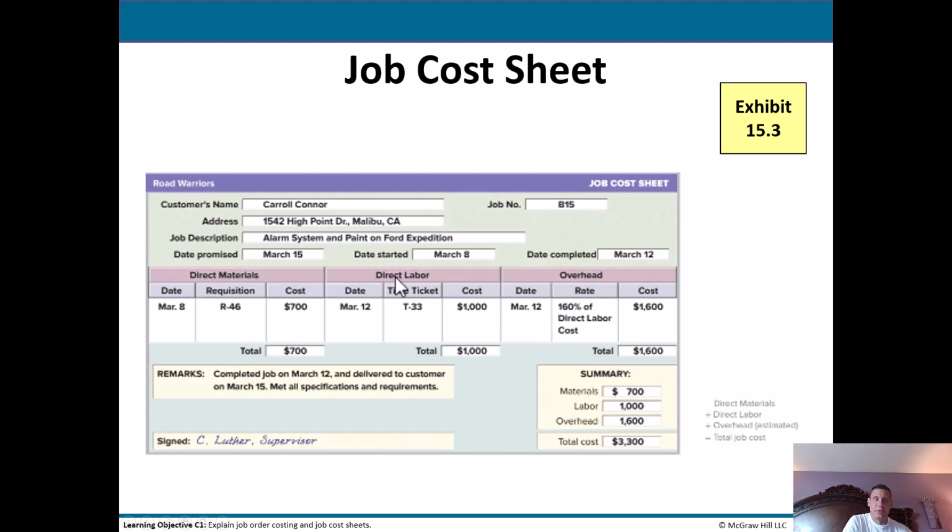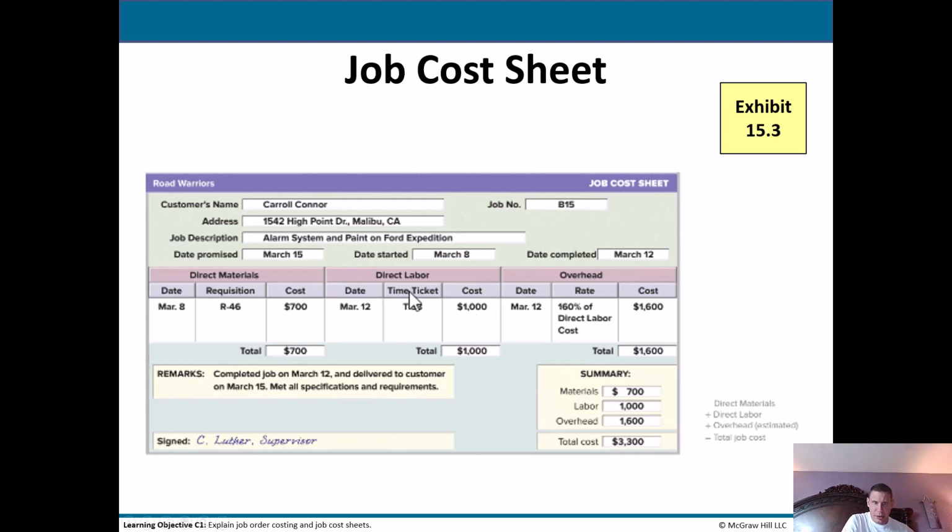Direct materials, direct labor, and overhead. So you can see for this one, they had $700 worth of materials based on requisition slip R46. They've got $1,000 worth of direct labor in this job based on time ticket T33. And then they have overhead, which, notice here, they're charging, and every company does this differently. They're charging overhead at the rate of 160% of direct labor cost.